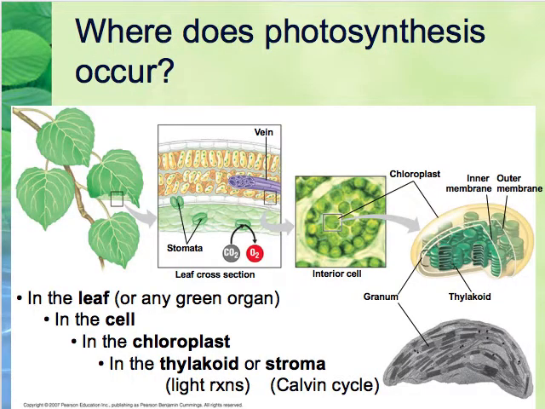Well, first off, let's review where photosynthesis occurs. And the short answer is in any green organ. It's typically the leaf, but it can also be a stem if that stem is green. Even sometimes roots are green, but usually it's the leaves. Inside of the leaf, it's in the cell. In the cell, it's found in the chloroplast, and the chloroplast has thylakoids and stroma. The light reactions of photosynthesis occur in the thylakoid, and the Calvin cycle occurs in the stroma.